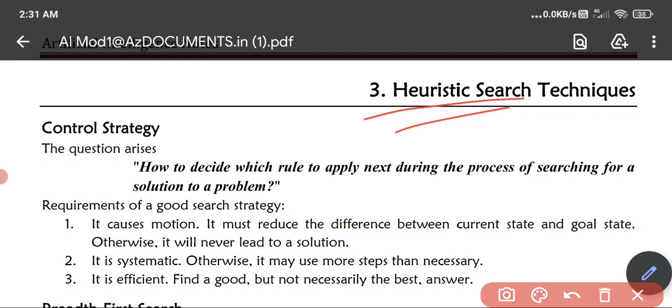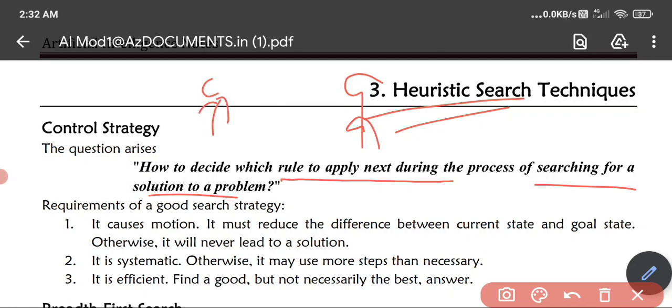Let's take on one question. While solving a problem, one question that arises is how to decide which rule to apply next during the process of searching for the solution. For example, as I said, I need to move from here to here. I have a lot of paths. So which rule do I need to apply while searching for the solution? We need to identify which rule to apply, correct?